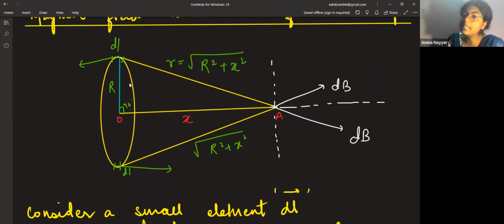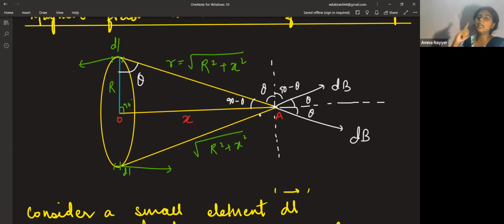See, what is theta? Theta, which is used in Biot-Savart's law, is the angle formed between the current element and the radius vector. So here the radius vector is this separation, and this is the current element. So this becomes theta. This is 90, so this becomes 90 minus theta. Then this will become theta, because the entire angle is 90. Again, this is 90 minus theta, and this is theta.